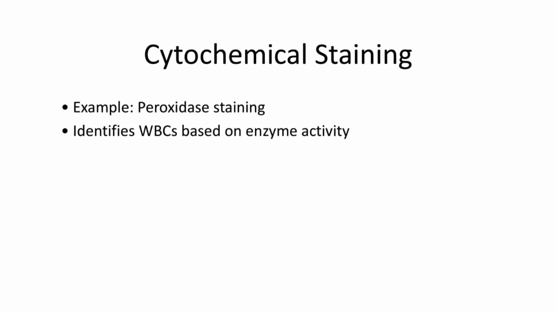The third methodology is cytochemical staining. One example is peroxidase staining, which helps identify different white blood cells based on their degree of peroxidase enzyme activity.